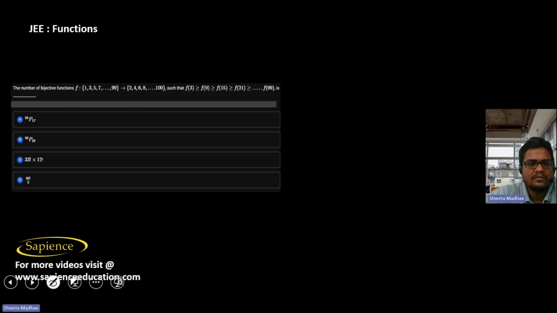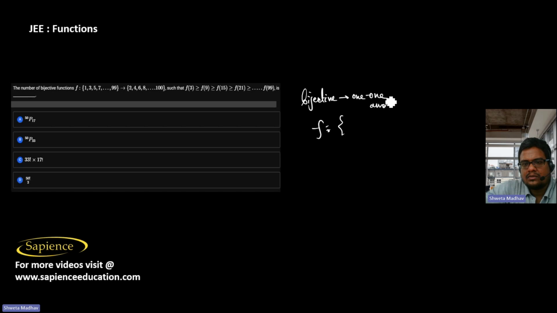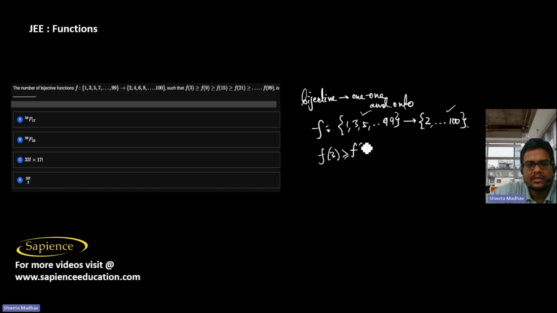Then here it is told the number of bijective functions f. Bijective means it should be one-one and onto. Now the function f maps all the odd numbers from 1 to 99, that is 1, 3, 5, to all the even numbers from 2 to 100, such that f of 3 is greater than or equal to f of 9, greater than or equal to f of 15, greater than or equal to, till f of 99.